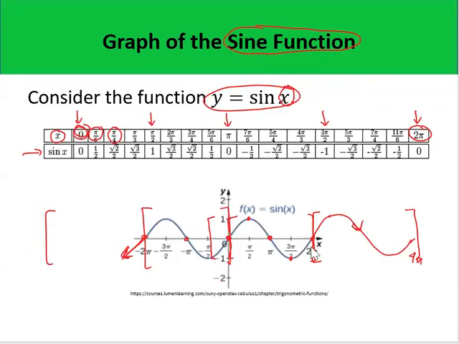Which means that if we fold this graph along the y-axis, and then fold it again along the x-axis, the graph will just overlap.